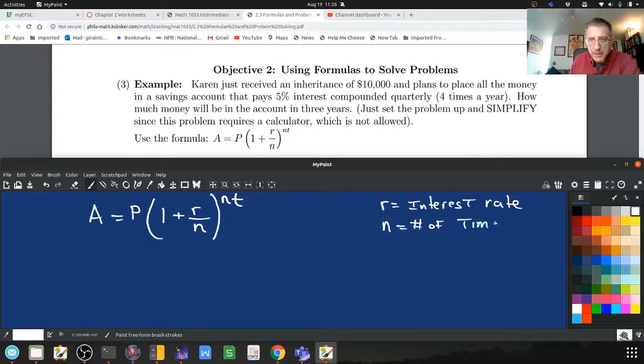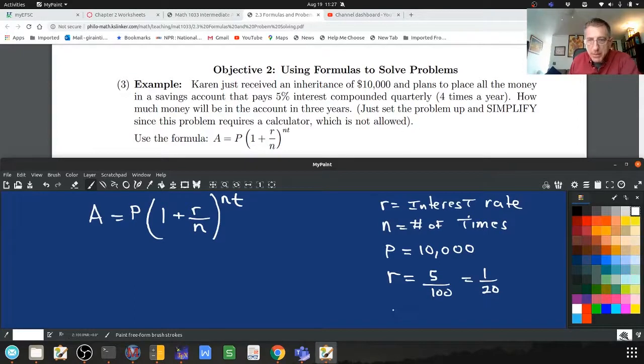So basically, let's reread the question. Karen just received $10,000. That's going to be her principal investment. And she's going to place all of the money in a savings account that pays 5% interest compounded quarterly. So r is our interest rate, and 5%, remember, is 5 per 100, which is equal to 1/20.